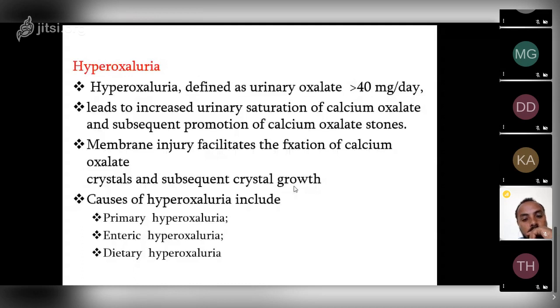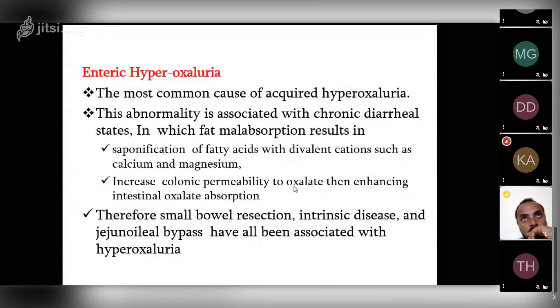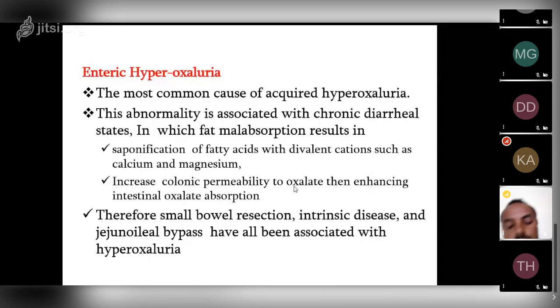So when it is enteric hypercalciuria, the most common cause of the acquired hypercalciuria is enteric hypercalciuria. This abnormality is associated with chronic diarrhea states, in which fat malabsorption results in saponification of fatty acids with divalent cations like calcium and magnesium, and also increases colonic permeability to oxalate, thus enhancing intestinal oxalate absorption. By this mechanism, chronic diarrhea can cause hypercalciuria.